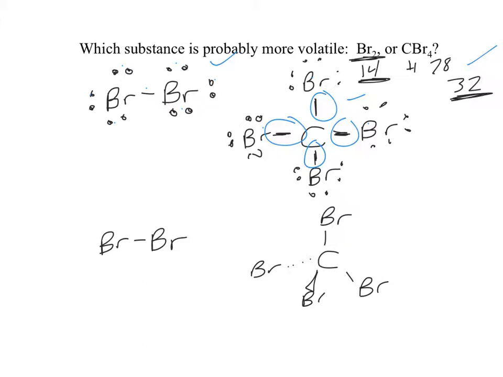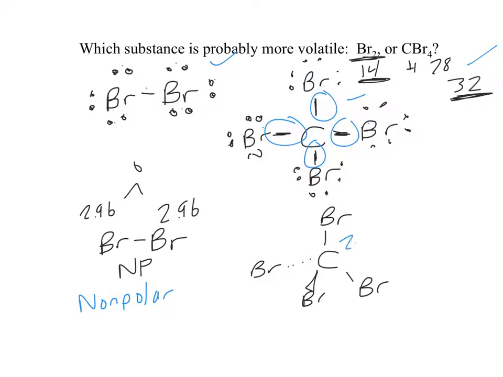Okay, now we're going to determine whether each of these molecules is polar or not. So Br has an electronegativity of 2.96. Obviously, so will this one. So their difference is 0. That makes this a non-polar bond, and since it's the only bond in the molecule, that means that this substance is also non-polar. Now let's look at CBr4.